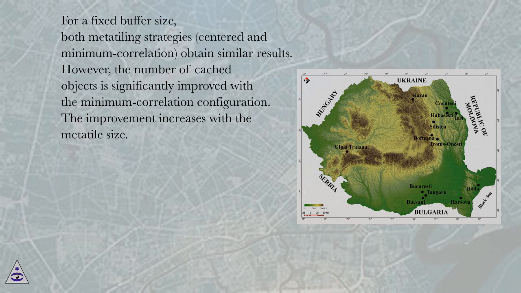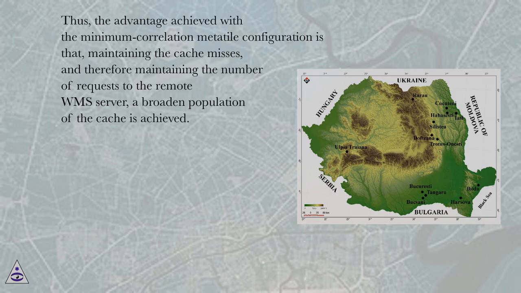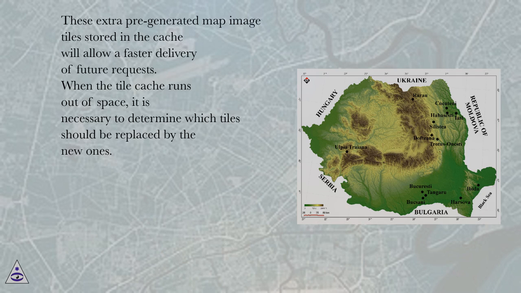However, the number of cached objects is significantly improved with the minimum correlation configuration. The improvement increases with the metatiling size. Thus, the advantage achieved with the minimum correlation metatiling configuration is that, maintaining the cache misses, and therefore maintaining the number of requests to the remote WMS server, a broadened population of the cache is achieved. These extra pre-generated map image tiles stored in the cache will allow a faster delivery of future requests.